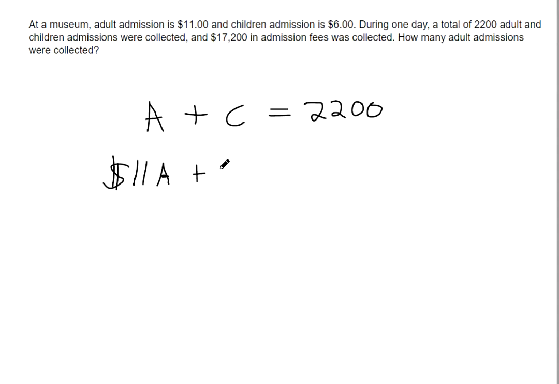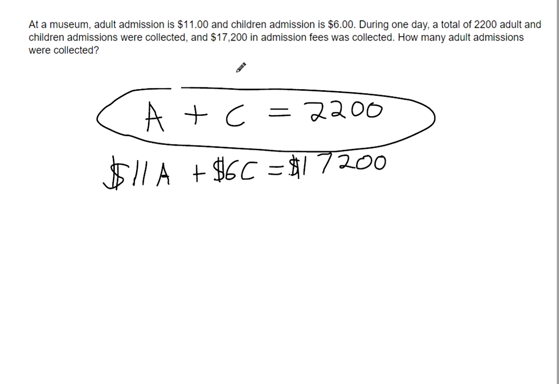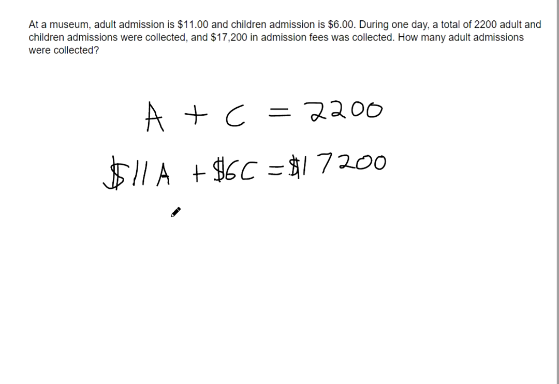And then for child tickets, it's $6 for every child ticket. And that should equal the total amount of money they made. $17,200 in admissions were made. Right? So the money from adult tickets plus the money from child tickets, this should equal the total amount of money they earned. It might look hopeless still. We don't have anything we can plug in like we did in the other equations, but let's take this guy off to the side real quick and just do one little algebra step.